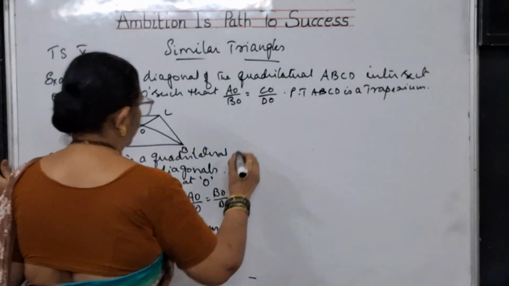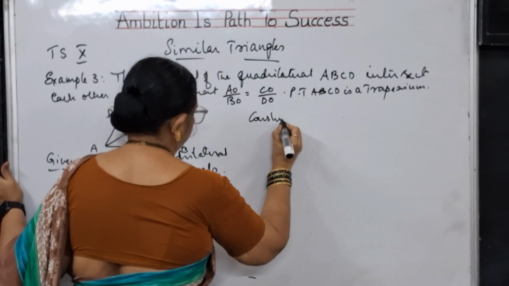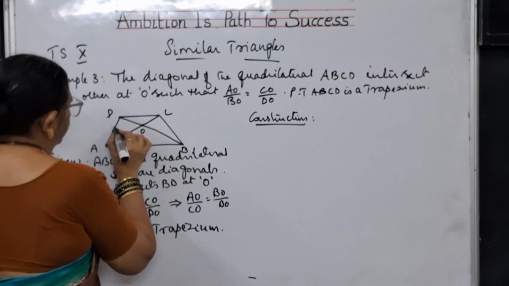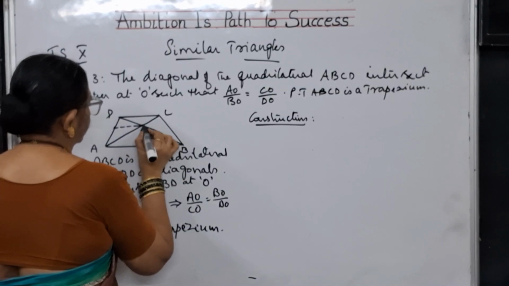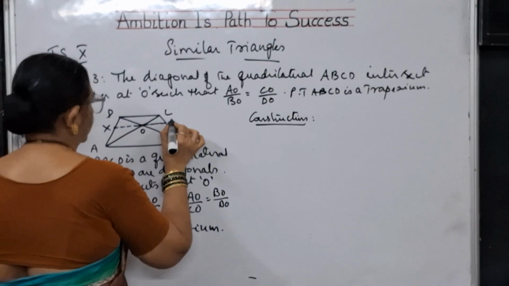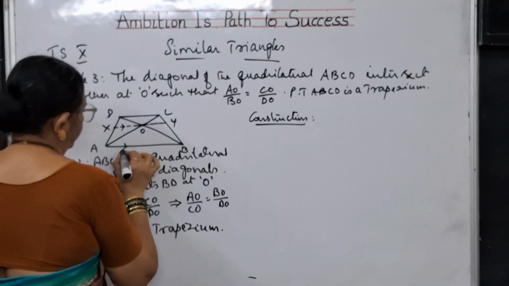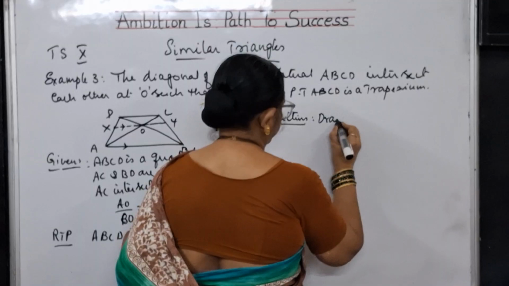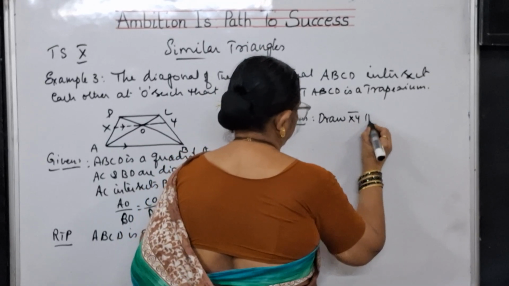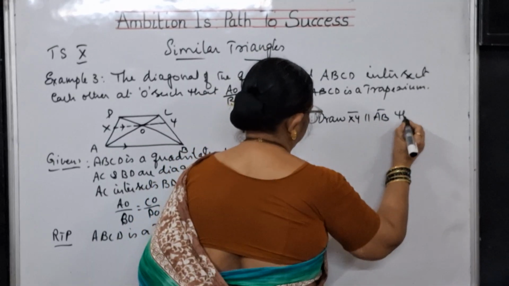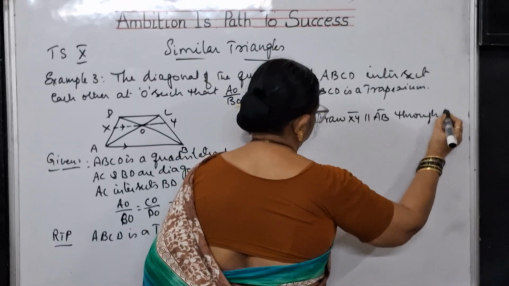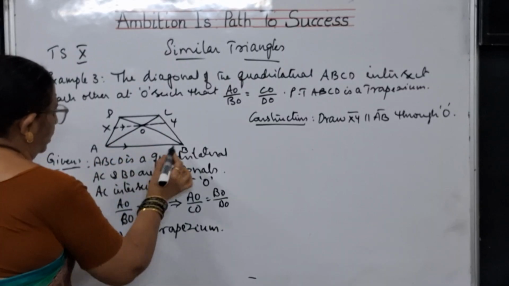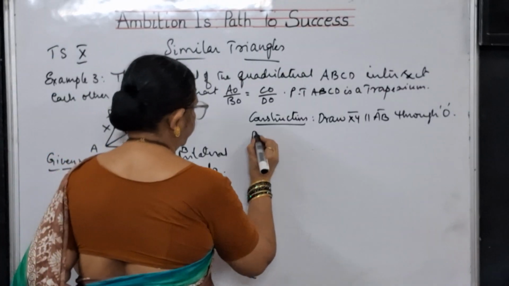Now here you have got a construction. What is the construction? You have to draw XY parallel to AB through O. Draw XY parallel to AB through O. Okay. Now see, XY is parallel to AB. Now let us see the proof.